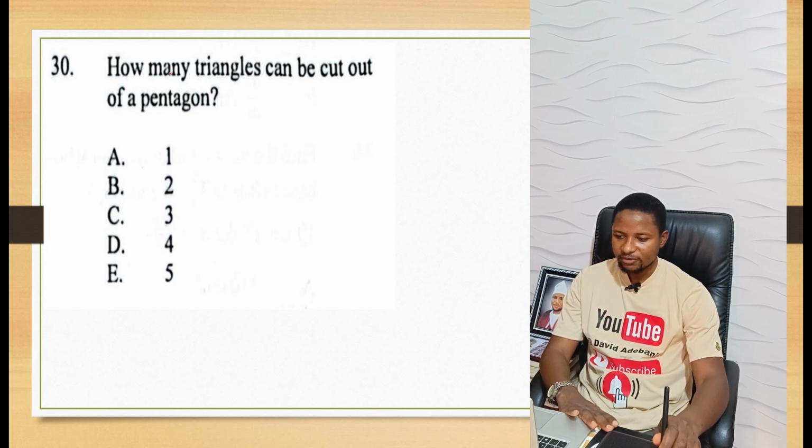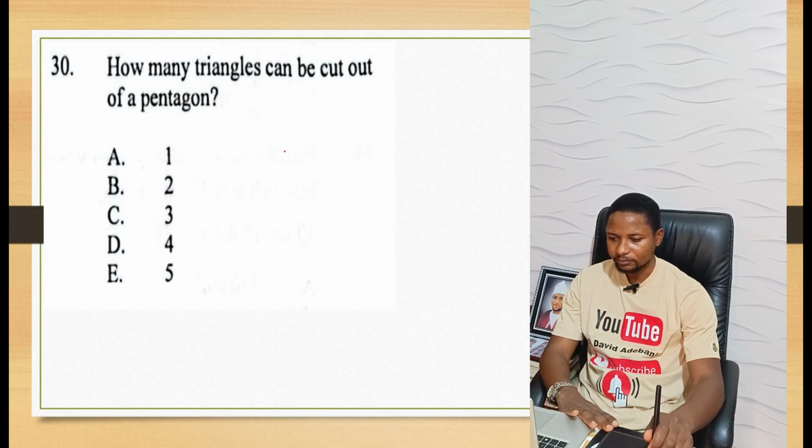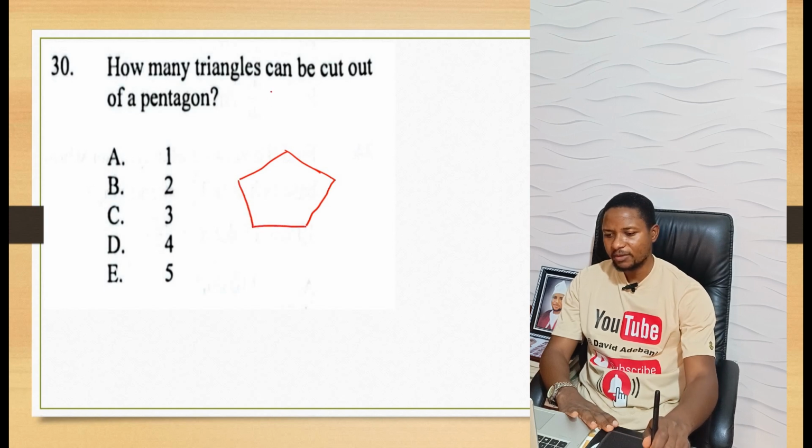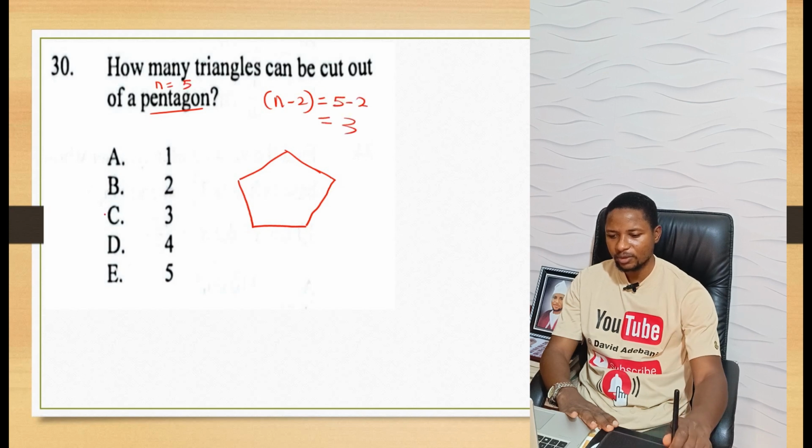Moving on to the last one for this part. 30. How many triangles can be cut of a pentagon? So this is a pentagon, 1, 2, 3, 4, 5. When they ask you this, even though there is a formula which is just n minus 2, that's all. Pentagon, that's 5-sided, so n here is 5. So you have 5 minus 2, which is 3. You move on quickly.